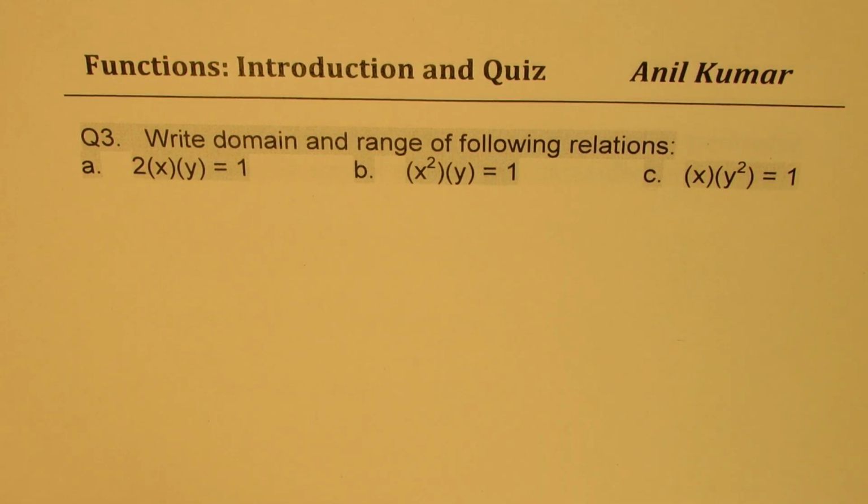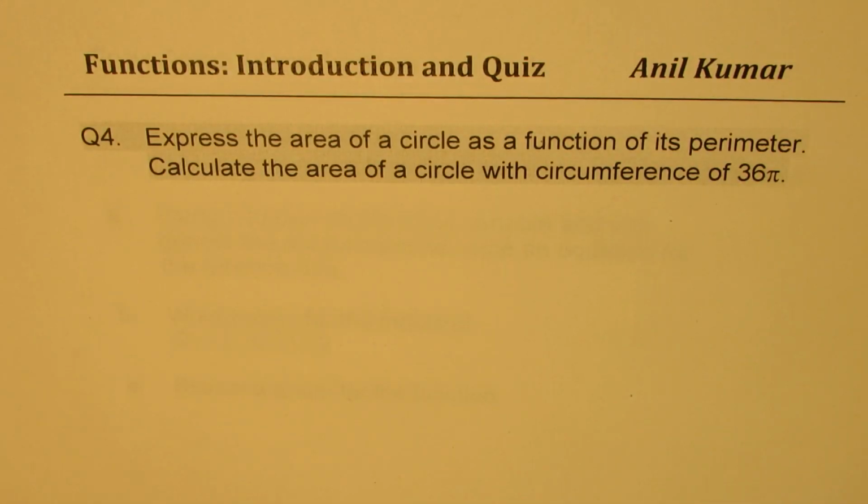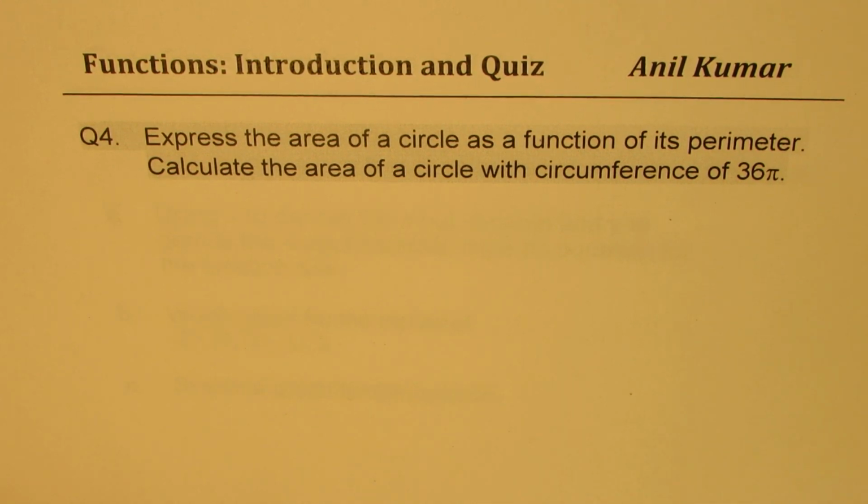Okay. The question number 4 is express the area of a circle as a function of its perimeter. Calculate the area of a circle with circumference of 36 pi. Now that is an application question, extremely important from test point of view.